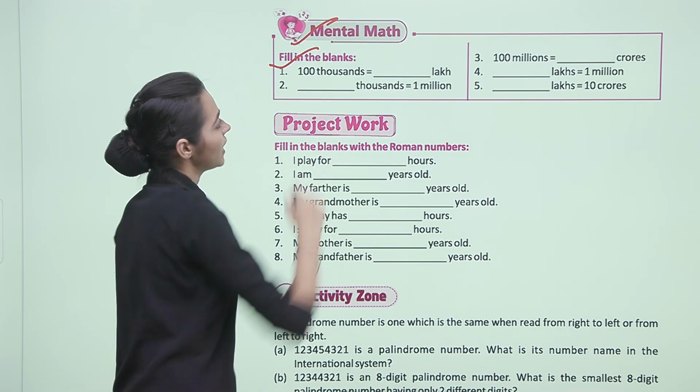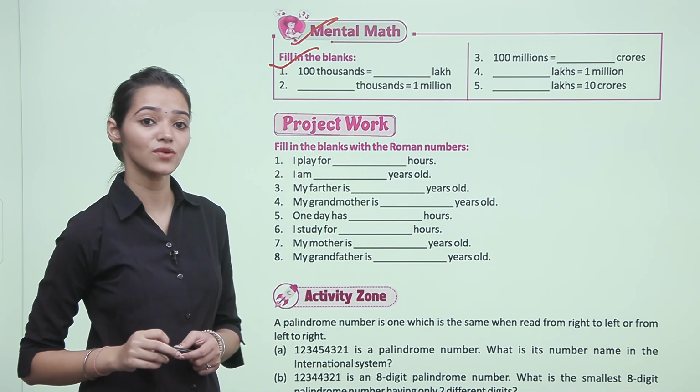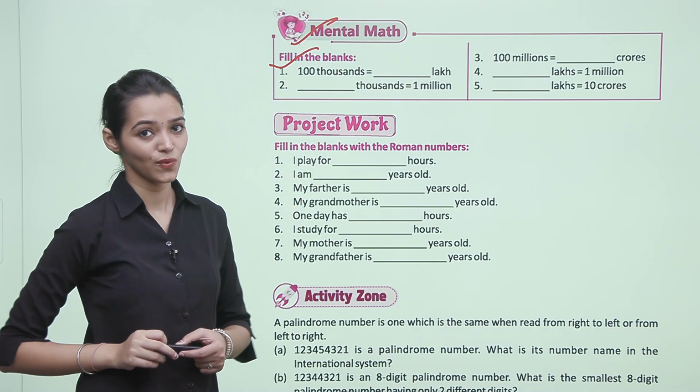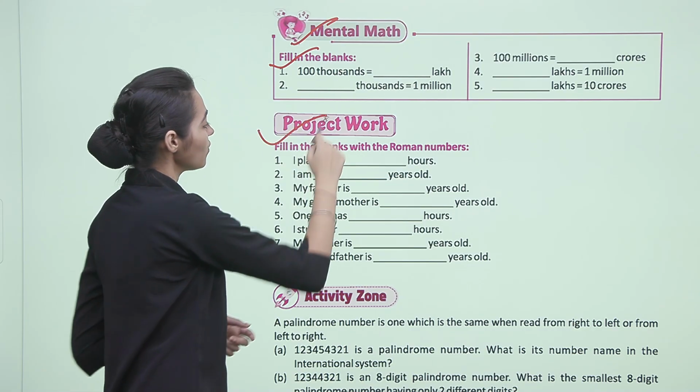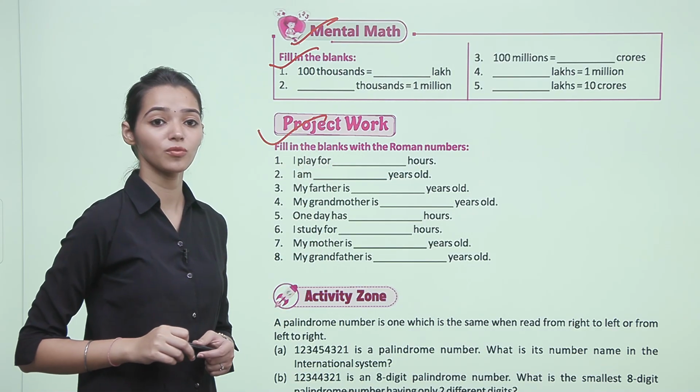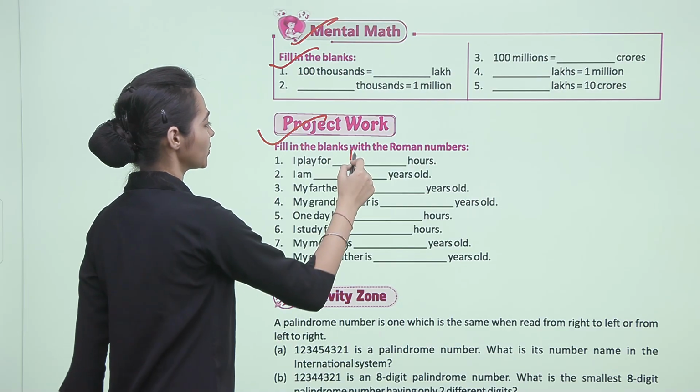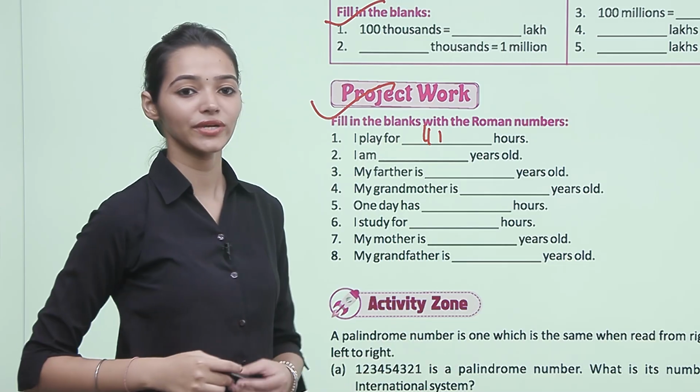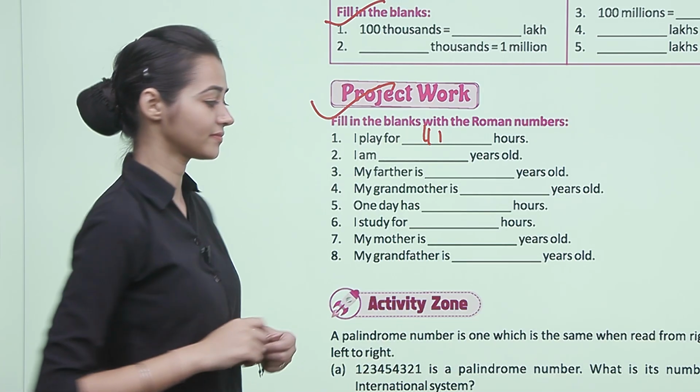In the mental math we have to fill in the blanks. 100,000 is equal to 10 lakh. Now in the project work, fill in the blanks with the Roman numerals. I play 4, you can write 3 hours. That's how we can complete the remaining part.